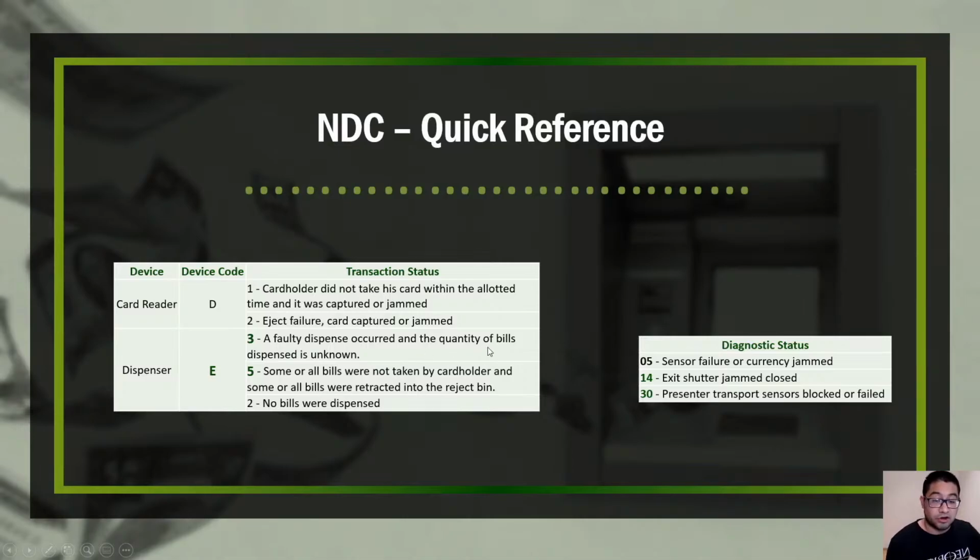That means that you will have to look for errors in the dispenser, where the quantity of bills dispensed is unknown, and maybe the bills were not taken by the cardholder or were retracted to the reject bin. Nevertheless, in my experience, for example in Latin America, we can also have an E2. The 2 says that no bills were dispensed. So the dispenser will say no bills were dispensed, but indeed the attacker had access to the notes.